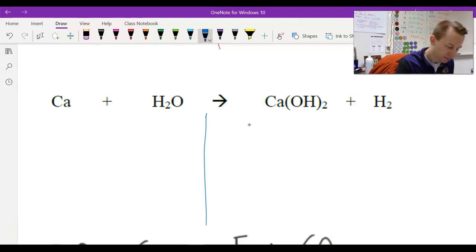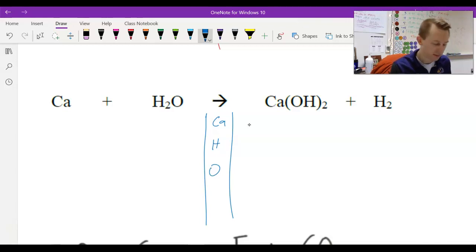once again, I've got Ca, I've got H, and I've got O. Now, this is how we typically approach this, but kind of going off of that last one, you see that I've got an OH on the right hand side, but I don't see an OH on the left hand side. I know that it's going to be a lot easier if I can treat OH as one unit.